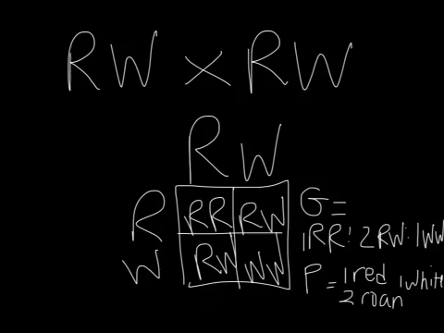The difference between codominance and incomplete dominance is that if we were talking about cats, for example, incomplete dominance would be like if I crossed a black cat and a white cat and got a gray cat, whereas codominance would be if I crossed a black cat and a white cat and got black and white spotted cats.